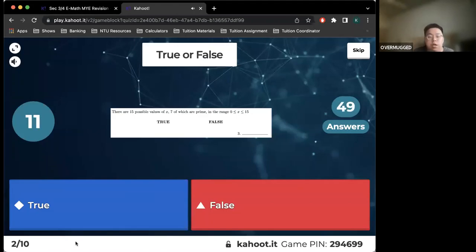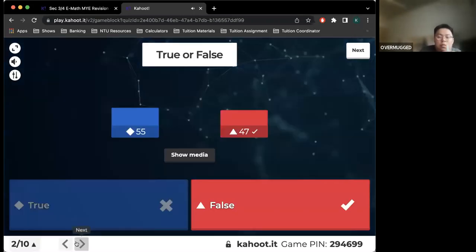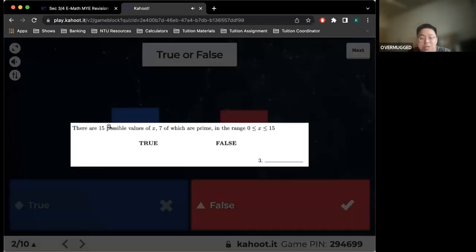Okay, so I read the question now. There are 15 possible values of x, 7 of which are prime, in the range 0 ≤ x ≤ 15. Okay, answer is false. The main mistake is that between 0 and 15, how many numbers are there? 16, not 15. And how many primes? There should be 6, not 7.